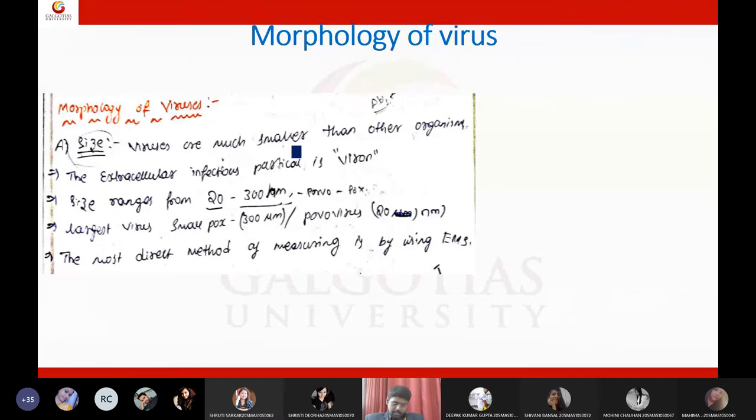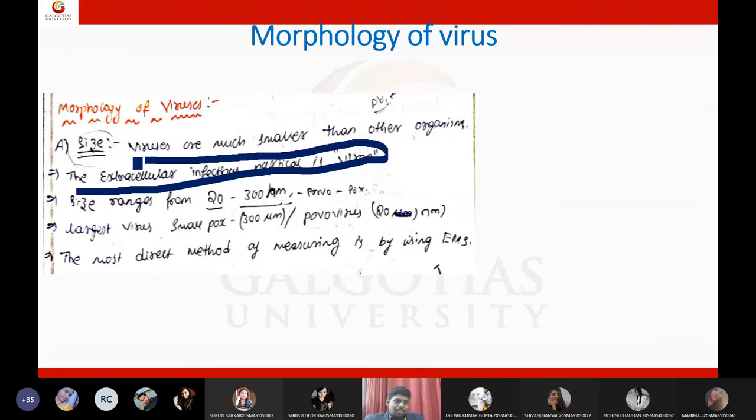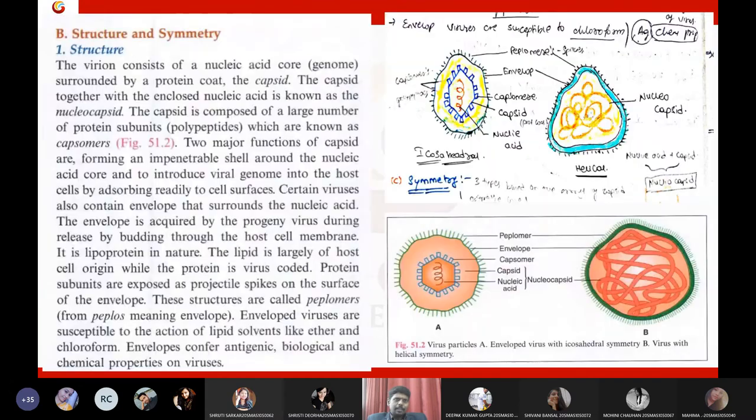First, the size of the virus. Viruses are the smallest living organisms. See this point, students. Tell me: an extracellular infectious particle is called what? If the virus is outside the cell, then it is called? Virion. Very good. An extracellular infectious particle is called a virion. Viruses range from 20 nanometers to 300 nanometers. The most direct method of measuring a virus is by electron microscope. Then coming to the structure and symmetry of the virus.